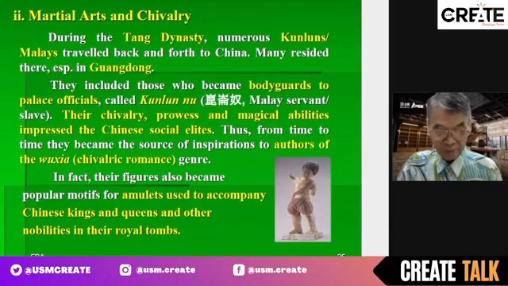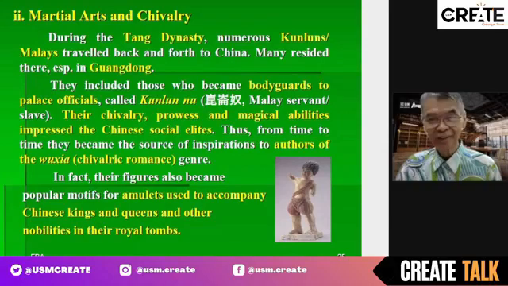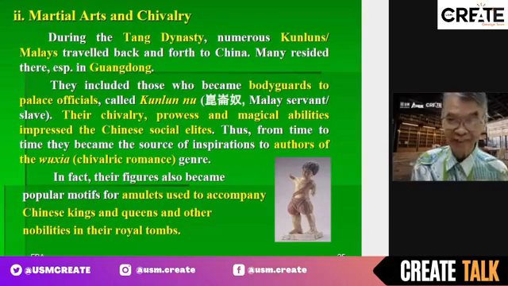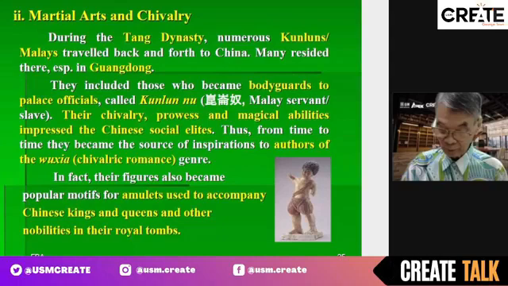In fact, the figure of the Kunlun slave also became a popular motif for amulets used to accompany Chinese kings and queens and other nobilities in their royal tombs. They were not only bodyguards for those who are still alive, but also bodyguards accompanying the royalties who already passed away and reside in their tombs. There are a lot of examples of these figures.